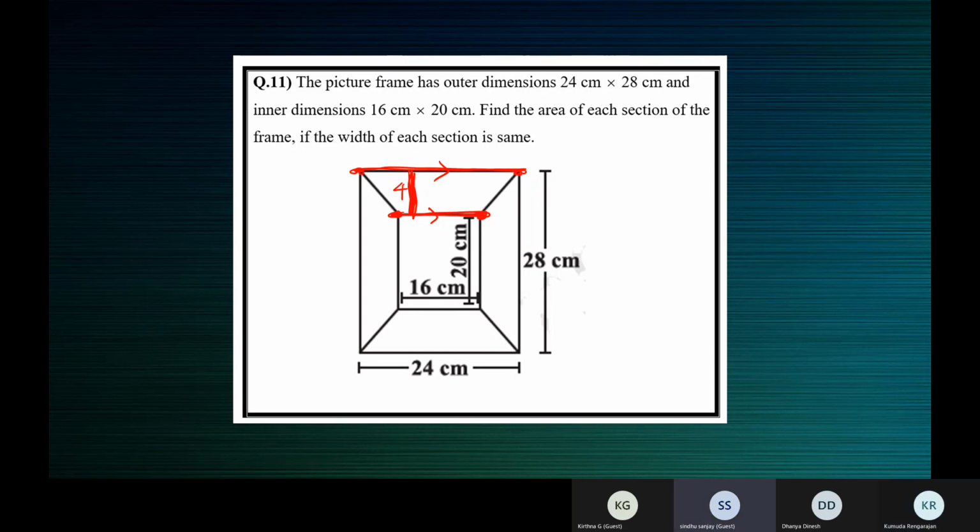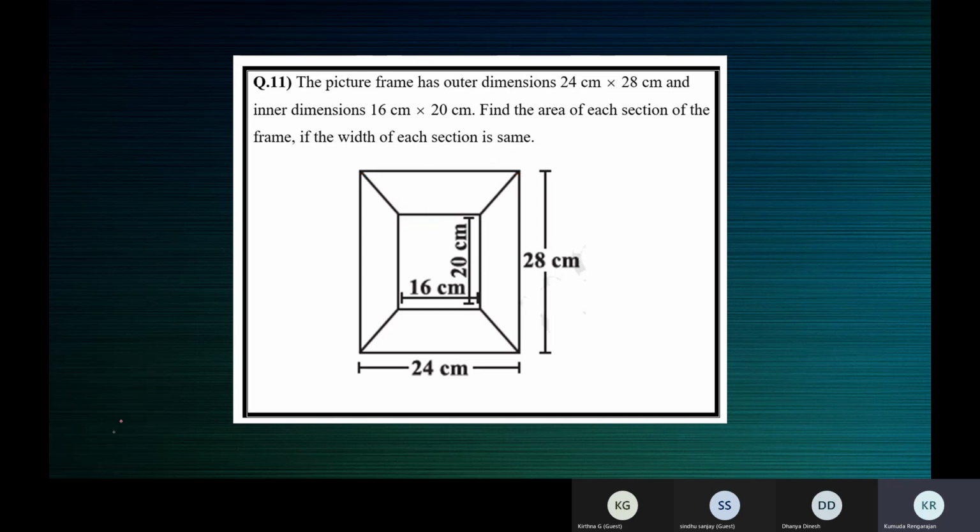1 by 2 into sum of parallel sides into distance between parallel sides, ma'am. Half sum of the parallel sides. The parallel sides are 16 and 24, and the distance between them is 4. So that is about the area of this frame and this frame, 1 and 2.